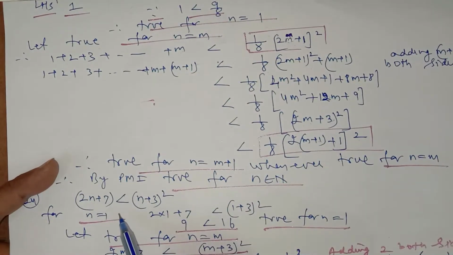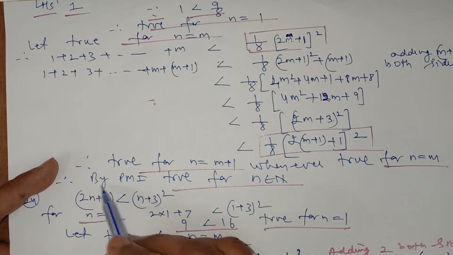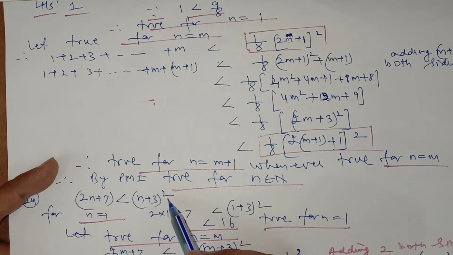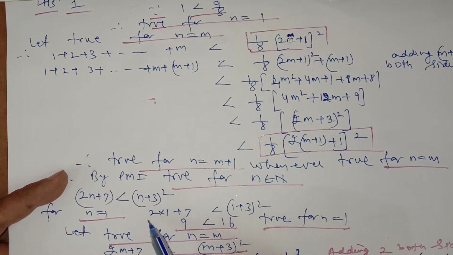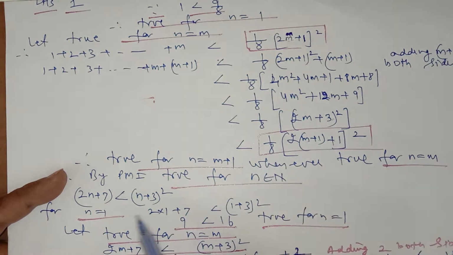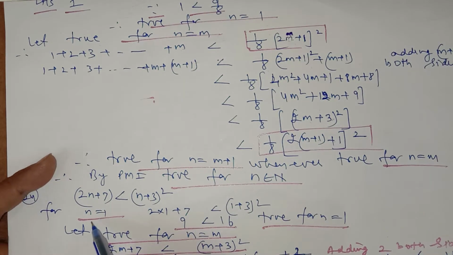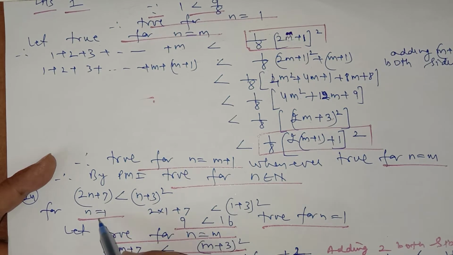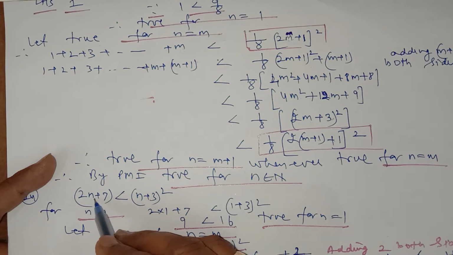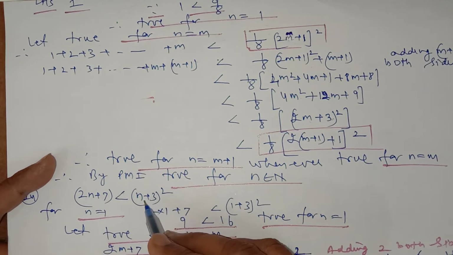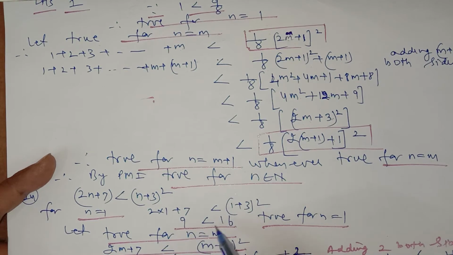Now question number 24, you have to prove that this statement is less than this statement for all natural numbers. So this question is somewhat different from the above. So we prove that it is true for n is equal to 1. Put 1 in the left hand side and 1 in the right hand side. For n is equal to 1, the left hand side is 2 into 1 plus 7. In the right hand side, it is (1 plus 3) whole square. So 9 is less than 16, which is true for n is equal to 1.